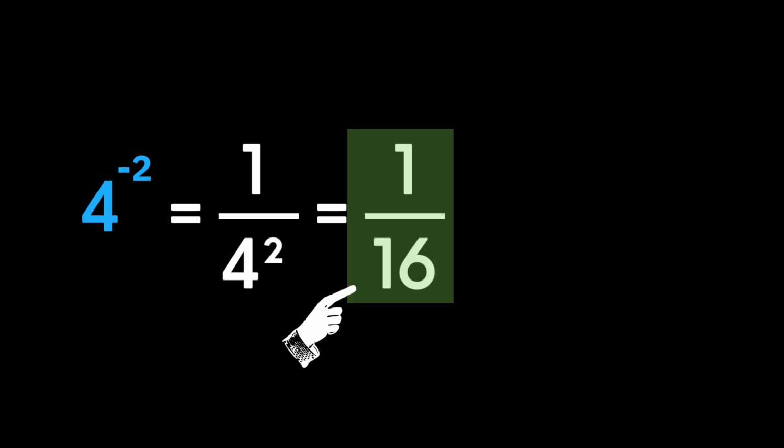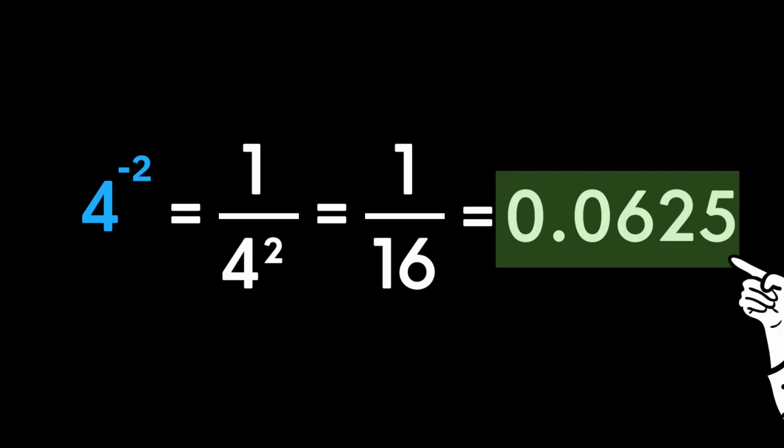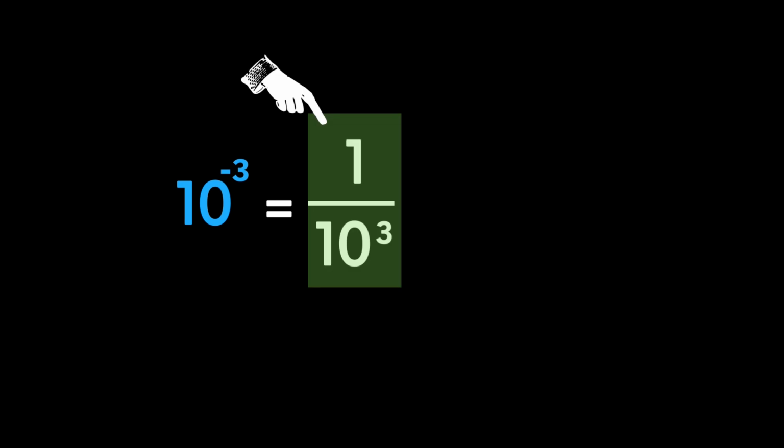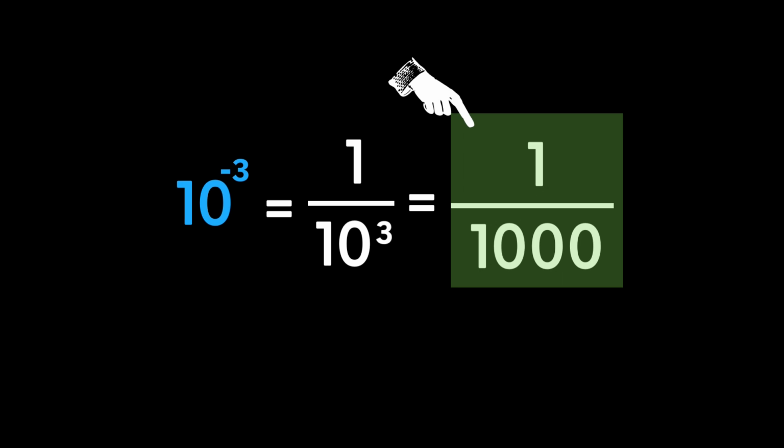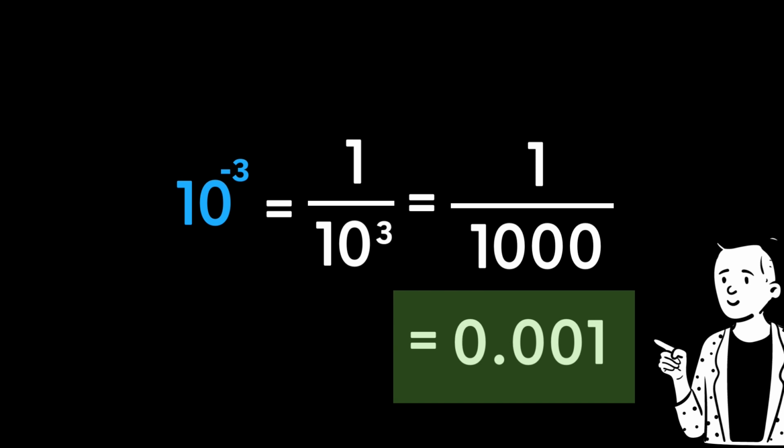For more examples, the first given is 4 raised to negative 2. That is the negative exponent. Now we get the reciprocal of positive exponent, that is 1 over 4 squared. And the answer would be 1 over 16. And if we simplified it into decimal form, that is 0.0625. The next one is 10 raised to negative 3. The reciprocal of positive exponent is 1 over 10 cubed. And the answer would be 1 over 1000. And the decimal form is 0.001.